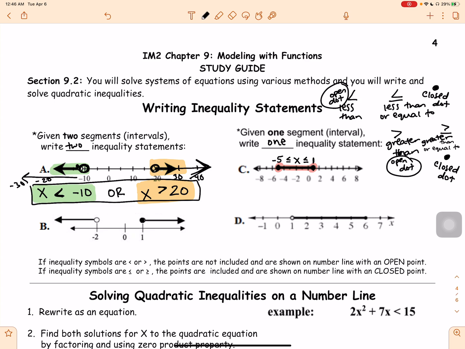So I encourage you to pause this video and try out part B on your own. So I did A and C first just because those were the two different examples. Now I want you to try out part B and part D on your own. So you must pause this video because I'm going to go through with them, but please pause the video and try it on your own first.